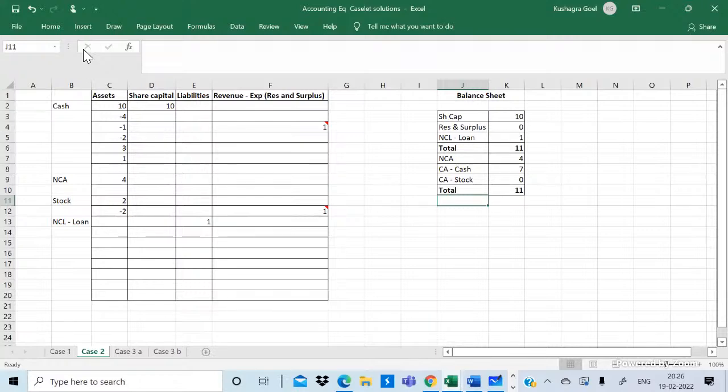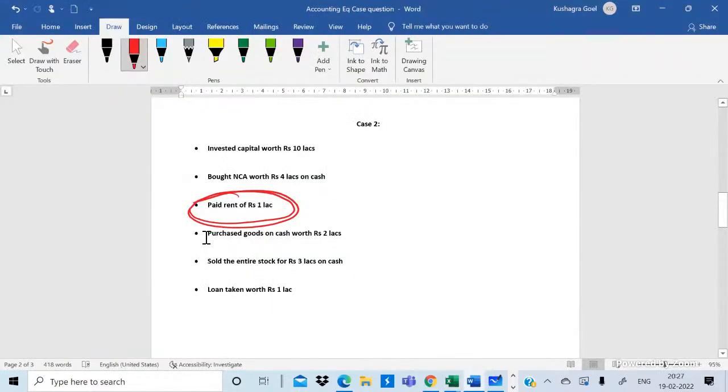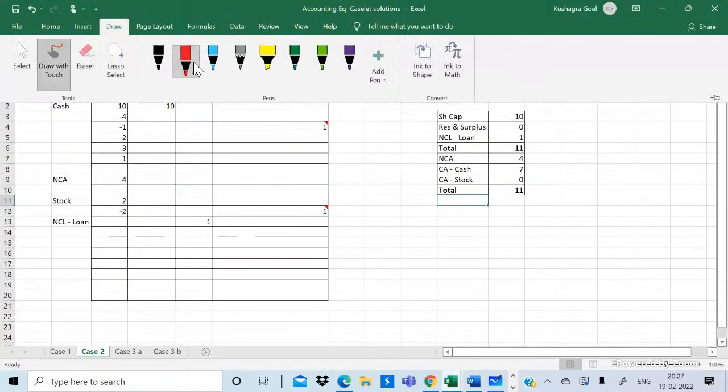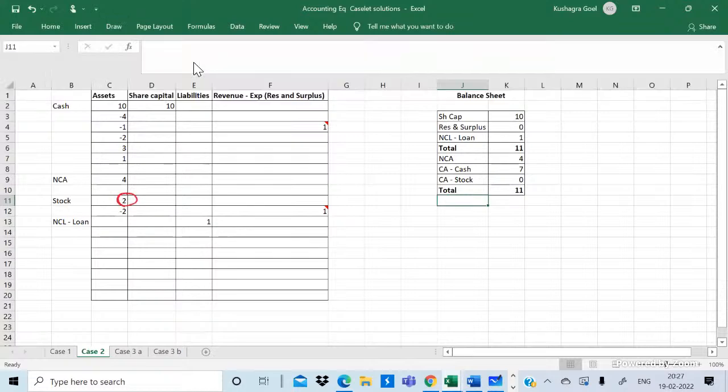Stock 2 and minus 2 is not clear. Okay, fine. Let's look at this one first. Stock 2 and minus 2. First transaction is you're purchasing goods worth 2 lakh on cash. So this is the stock that you're purchasing. So this is that positive 2. So you go to the market and you buy goods worth 2 lakhs. So stock is going up, but at the same time, your cash balance is going down because you're making a payment by cash. Any doubt with the first positive 2 before we move to the negative 2?